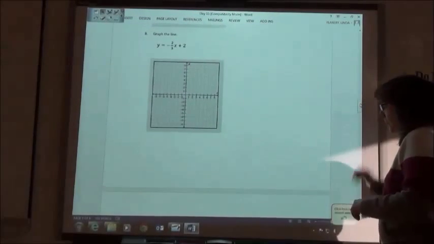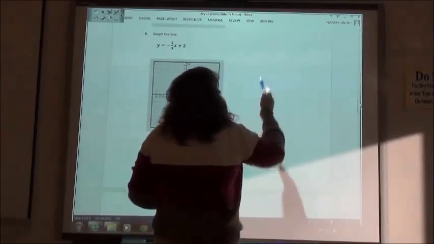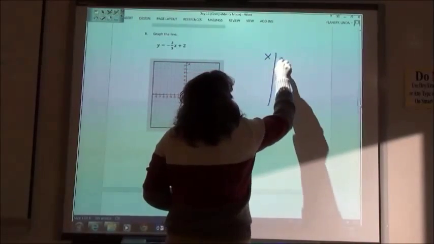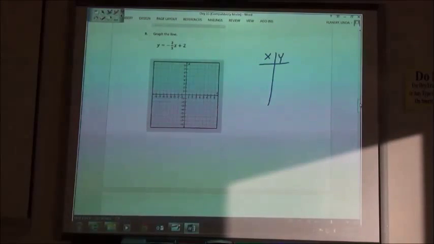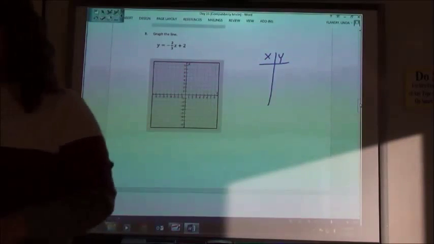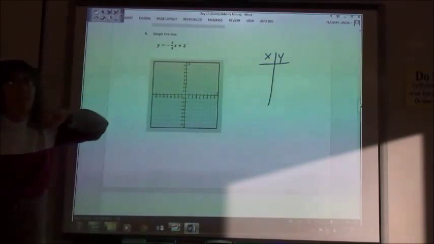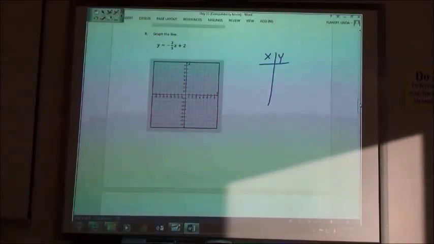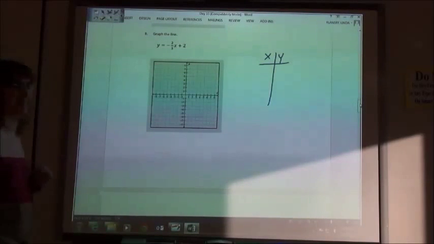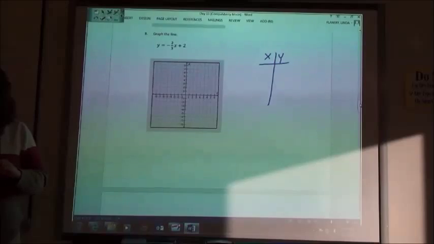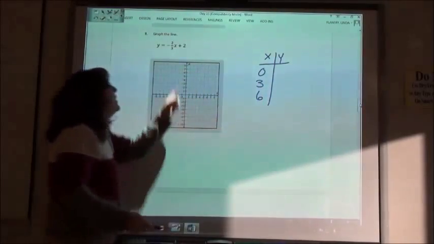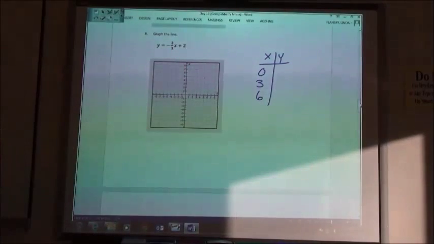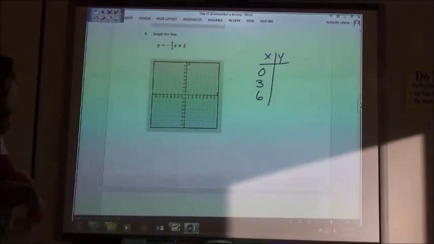So on number 8, if we are going to graph y equals negative 2/3 x plus 2, what values would be good to put in for x? 0, 3, and 6. 0 and then multiples of the denominator so that our fractions cancel out and give us nice whole number answers.